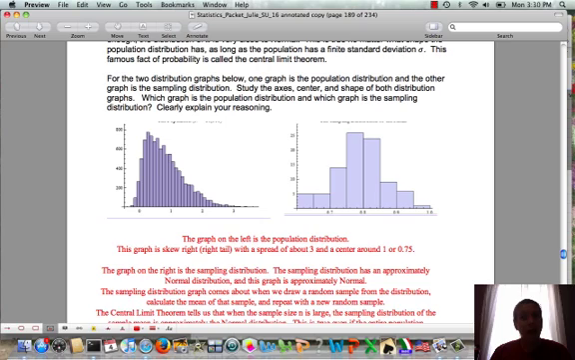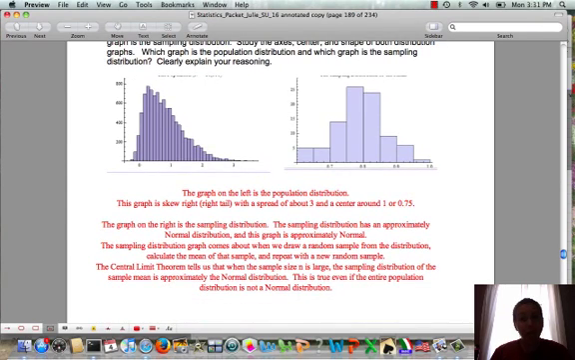So we're asked between these two graphs to decide which graph is the population distribution and which graph is the sampling distribution, and to explain our reasoning. The graph on the left with the right skew or right tail is the population distribution. It has a spread of about 3, and the center is right here around 1 or 0.75.